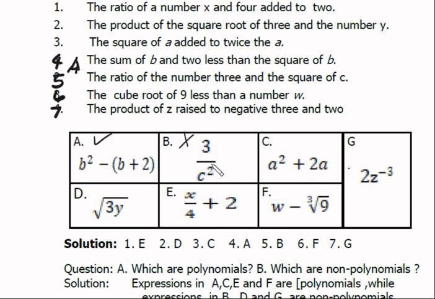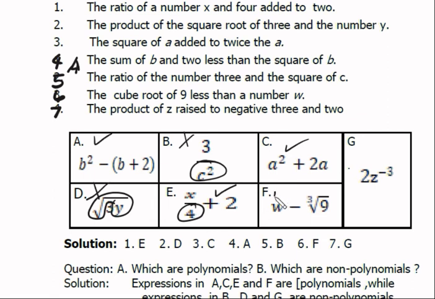Letter B is not, because of this expression here. Letter C, it is a polynomial. Letter G, wait, let's go to letter D first. Letter D is not a polynomial because of this square root of y here. If it's just a square root of 3, it's okay. Letter E, is letter E a polynomial? Yes. Although there is a fraction here below, it's a constant.